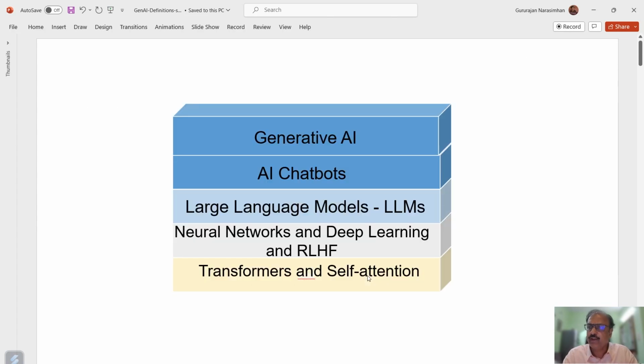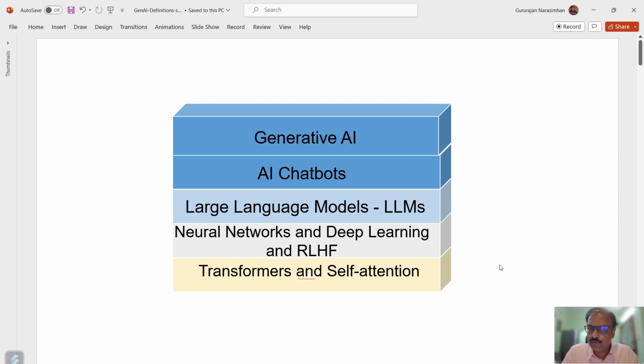So in this brief video, we saw the different layers of generative AI. At the top, we have the idea of generative AI, which generates all types of content, and that is done with the help of an AI chatbot. AI chatbot is an interface, is a system, and beneath that you have the large language models as the technique. And large language models work with neural networks and deep learning and reinforcement learning with human feedback. And the real architecture at the lowest level are transformers with the principle of self attention.